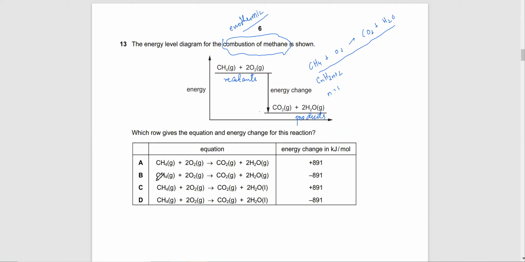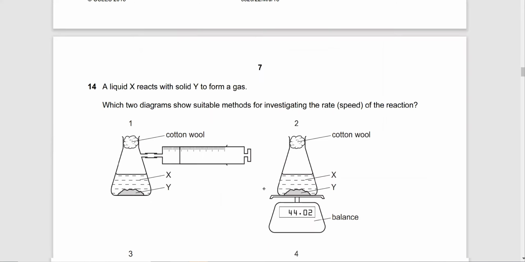So the correct equation must be balanced correctly. It's probably going to be H2O liquid. So it's going to be this one. It's going to be D. And the minus sign indicates exothermic, which means that energy is being released. Okay, so remember that. Next question.